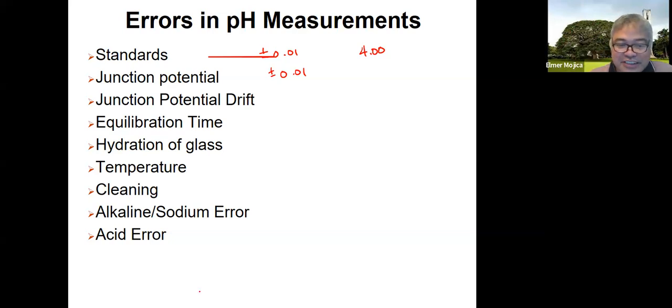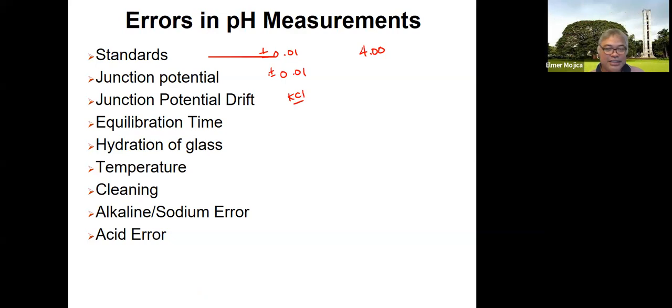Ano nagkakamali sa tingin nyo? The drift of the junction potential. So usually it has something to do with the concentration of what? Anyone? The salt bridge.